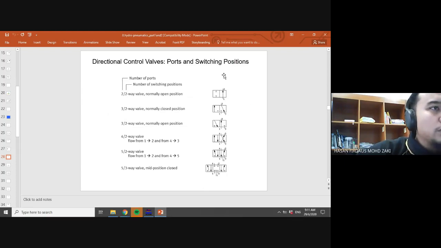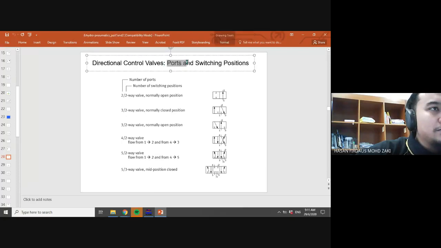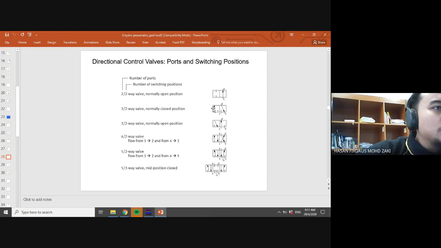You have two elements for this: the ports and the switching positions. What are those? Let's see the first one. It is called a two-way valve, normally open position. What is a two-way valve? The first two is the number of ports. You see here, 1, 2, only 2 ports. And two-way meaning that it has 2 switching positions.